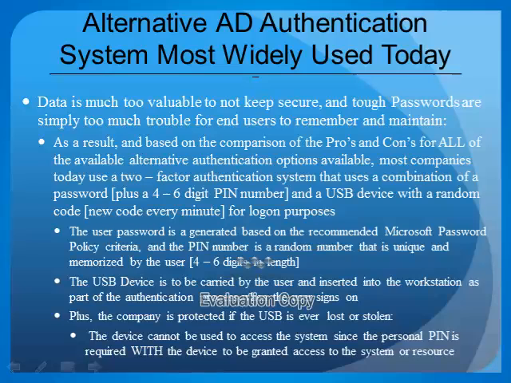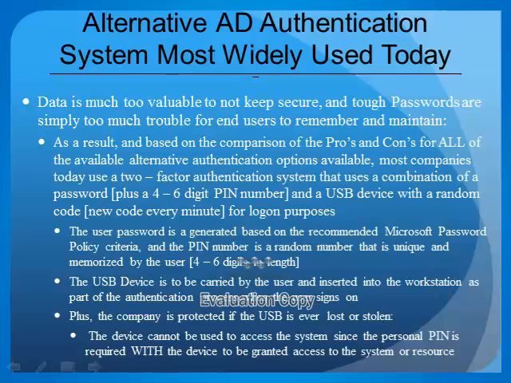Alternative Active Directory authentication systems that are most widely being used today. Because data is much too valuable to not keep secure, and tough passwords are simply too much trouble for end users to remember and maintain, most companies, once they base the comparisons of the pros and cons for all of the available alternative authentication options, choose to go with a two-factor authentication system that uses a combination of a password plus a 4 to 6 digit PIN number and a USB device with a random code that's new every minute for logon purposes.